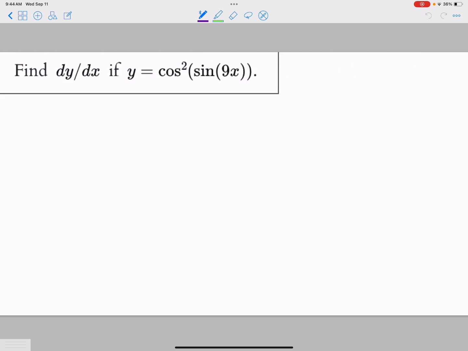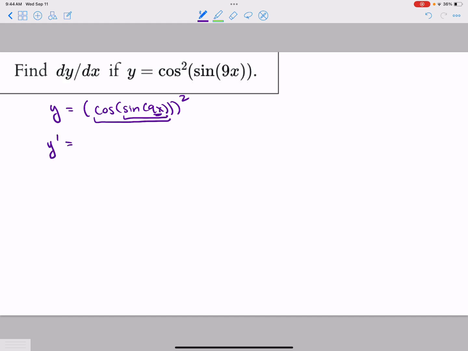The second one is a nested chain rule. I'm going to rewrite it to be able to see all the different nestings that are happening. So I have 9x is inside the sine, the sine of 9x is inside the cosine, and then cosine of the sine of 9x is inside the squared. So I'm going to work my way outside in. I'm doing one chain rule at a time.